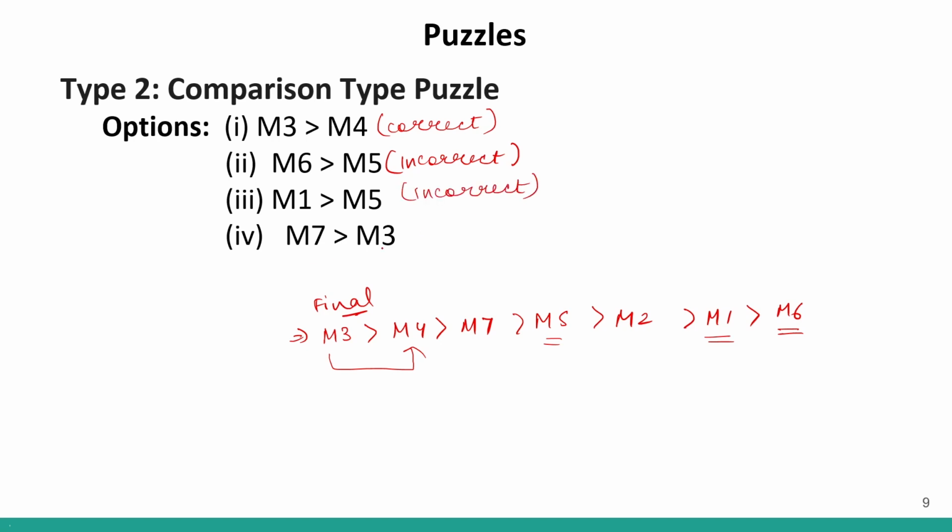And M7 is greater than M3? So M7 is over here, M3 is over here, M7 is smaller than M3. Therefore, this is also incorrect. So we had to identify which one is correct. Option number 1 is correct. M3 is greater than M4. Clear? So this was how you solve comparison type puzzles.